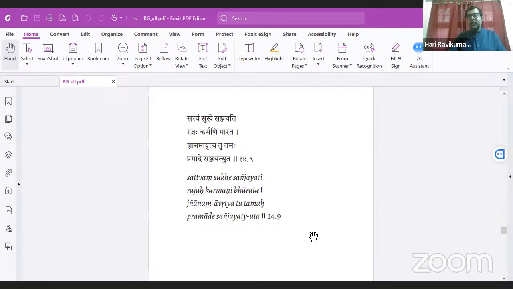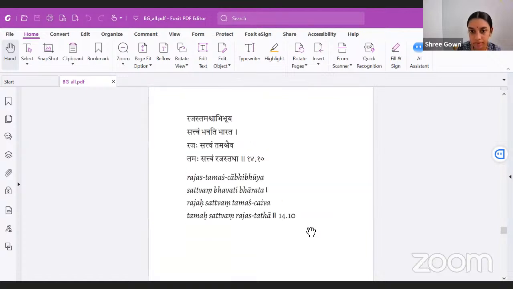Sattvam sukhe sanjayati. सत्वं सुखे संजयति. Rajaha karmani bharata. रजः कर्मणि भारत. Jnanam avritya tu tamaha. ज्ञानमावृत्य तु तमः. Pramade sanjayatyuta. प्रमादे संजयत्युत. Rajastamaschabhibhuya sattvam bhavati bharata. Rajas sattvam tamaschaiva. Tamah sattvam rajastatha.